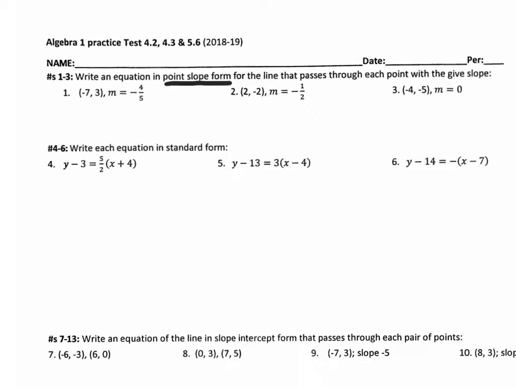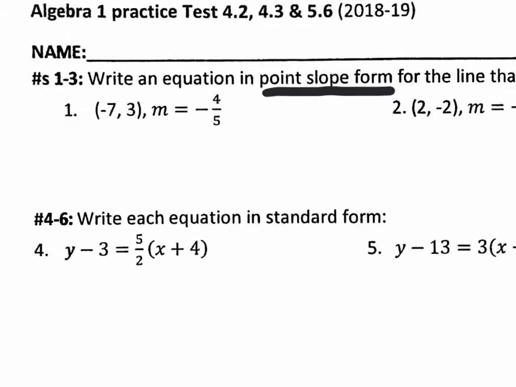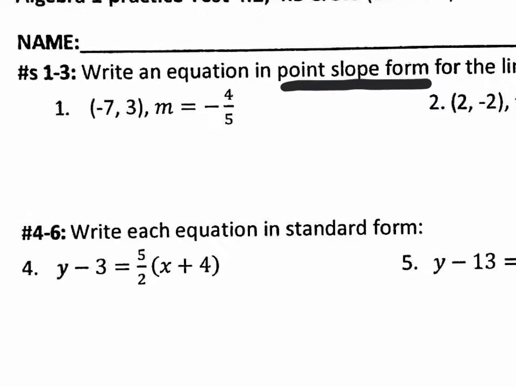Okay, so we need to remember what point-slope form is. Let me zoom in on the first one here. Point-slope form is y minus y1 equals m parenthesis x minus x1. So if we look at that first one, they do give us an x value and a y value, and they do give us an m value. So all we need to do is plug it into point-slope form.